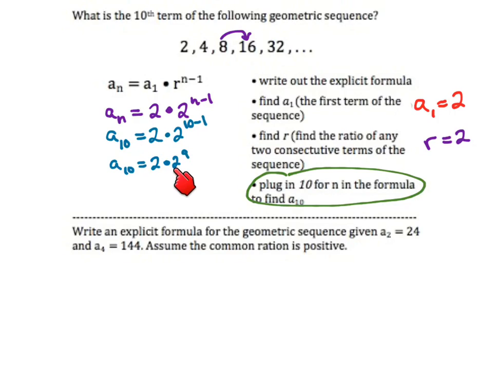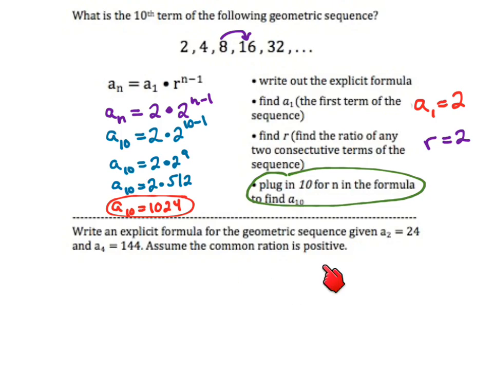Remember, you can't multiply these out because order of operations says we deal with exponents first. Okay, so now we just need to do the math. A sub 10 equals 2 times 512. A sub 10 equals 1024. There we go. There's the 10th term in the sequence.